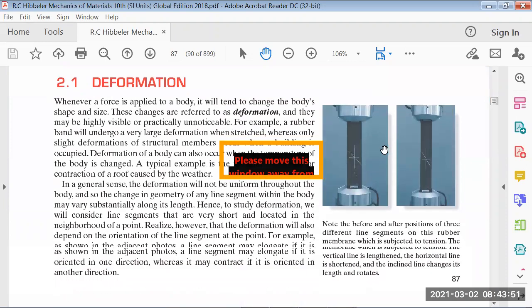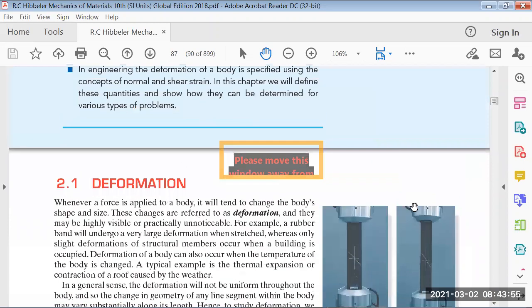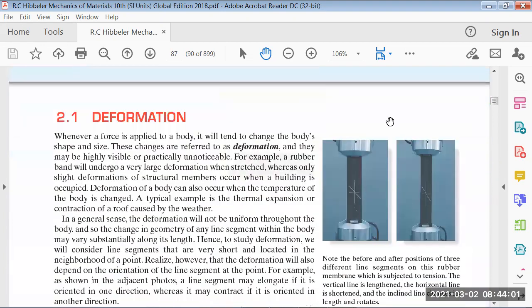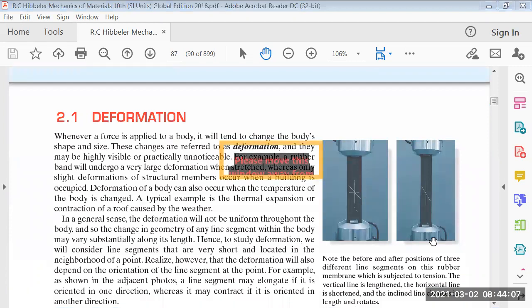Okay, chapter 2, the second chapter. So the first thing, the chapter is about strain. So you need to understand the definition, what strain is about. Okay, strain, basically strain has to do with deformation. Okay, deformation.